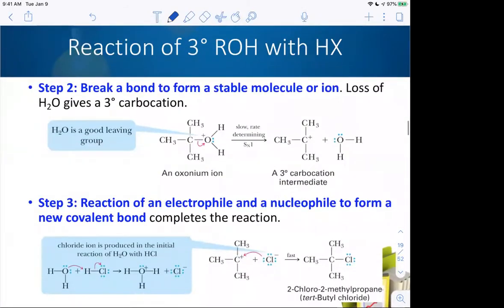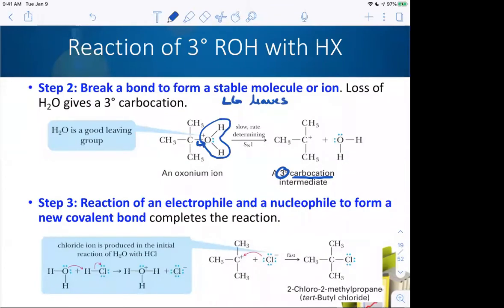So step 2, the leaving group leaves. I break a bond to form a stable molecular ion. So the leaving group is going to leave. Those electrons are coming with it. What I get is my tertiary carbocation, and then I get neutral water. So now this water molecule is a much better leaving group because it leaves as a neutral water molecule. So that is much preferred to OH minus leaving.